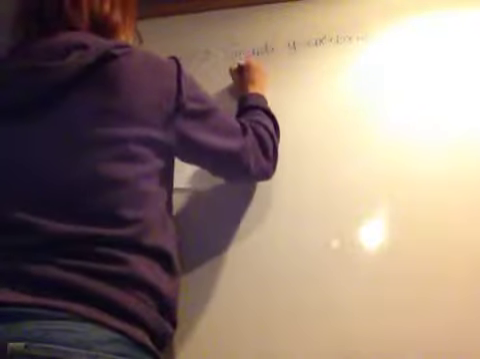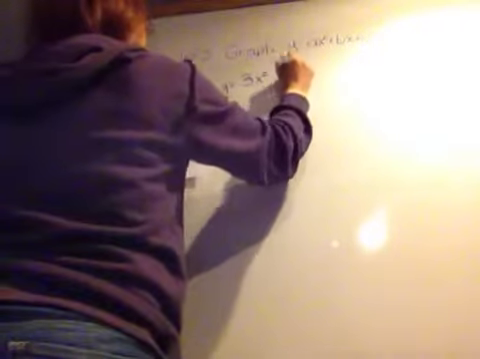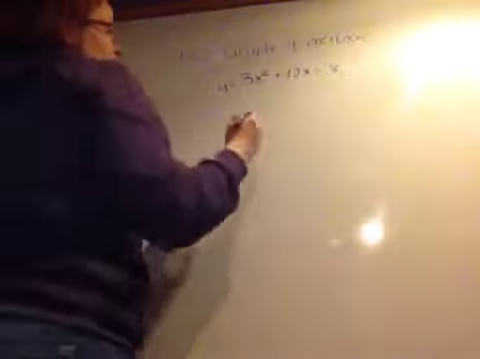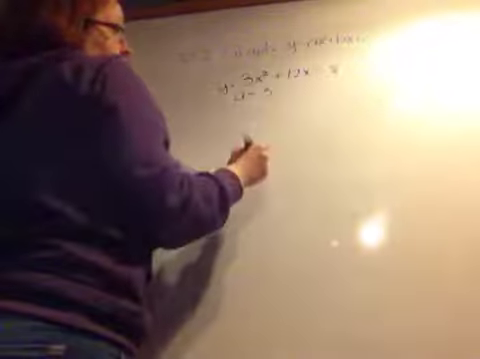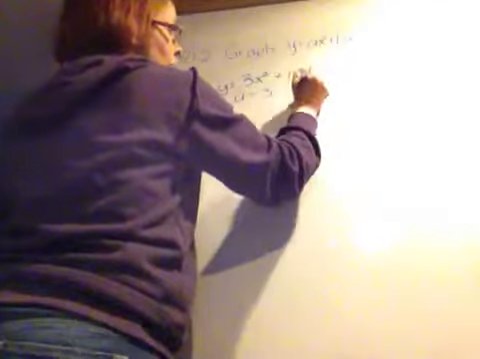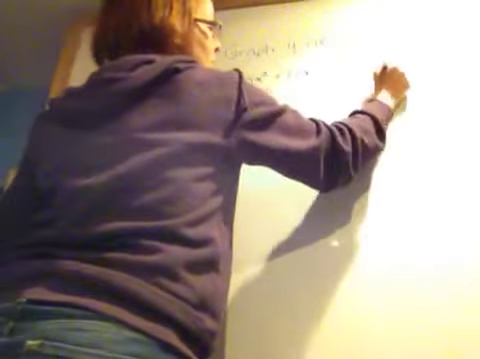So we have y equals 3x squared plus 12x minus 8. So we're going to identify a, b, and c first. So a is the coefficient of x squared, which is 3. B is the coefficient of x, which is 12. And c is the constant term, which is negative 8.